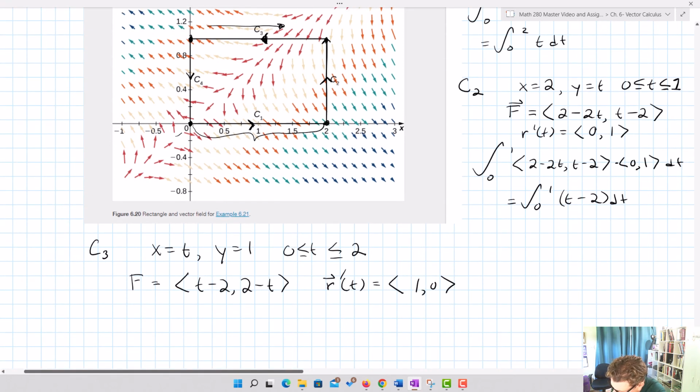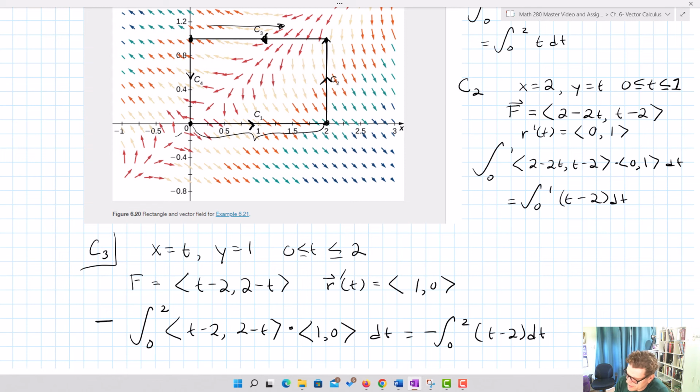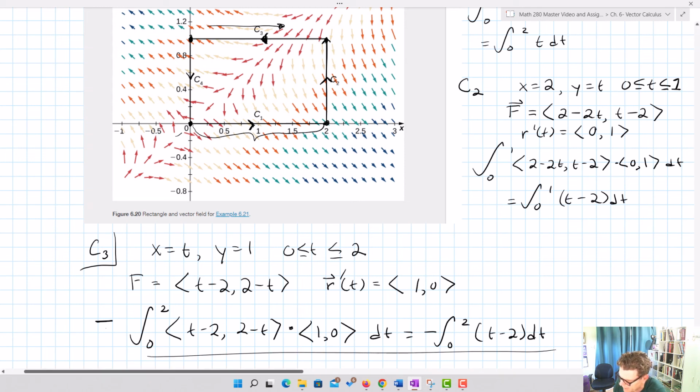Okay. And just remember, because we want to figure out C3 but we're actually doing the negative, this is now the negative of the integral from 0 to 2 of t minus 2 comma 2 minus t dotted with 1, 0 dt. And so this is then negative integral from 0 to 2 of t minus 2 dt. Because this is the opposite orientation, we have to make it negative. Use that property to make it negative.